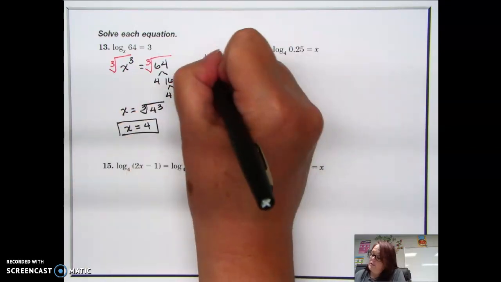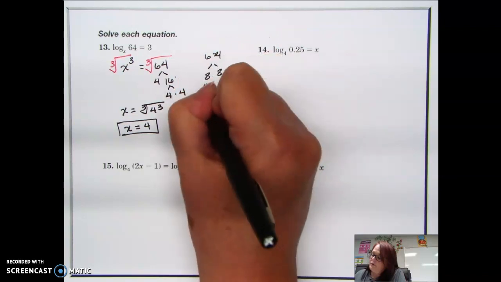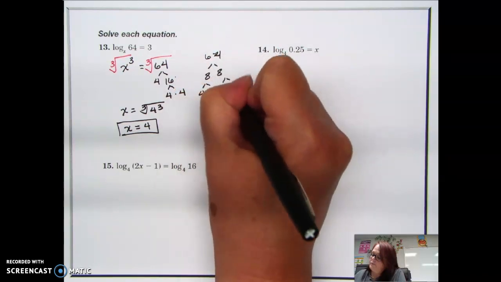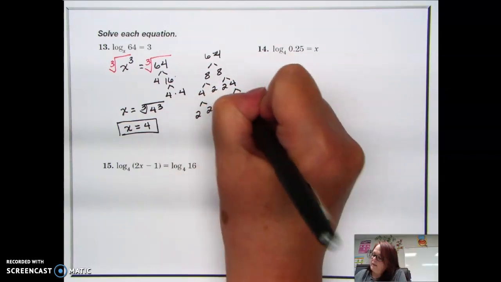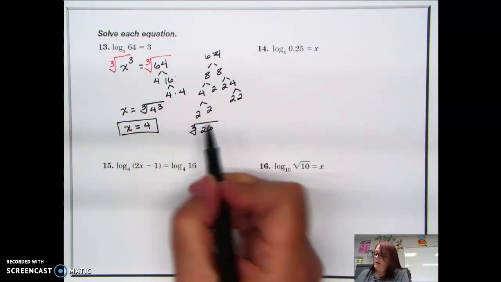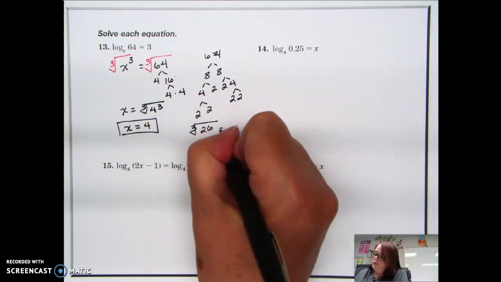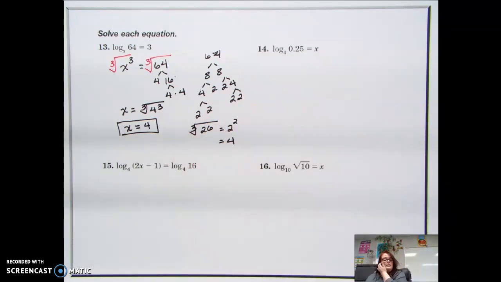If you went with the traditional 8 times 8, then you would have noticed this is 4 times 2, and that 4 is 2 times 2, and you would have had the cube root of 2 to the 6th power. Since 3 goes into 6 2 times, that's 2 squared, and that's 4. So just a different way to do the same problem.